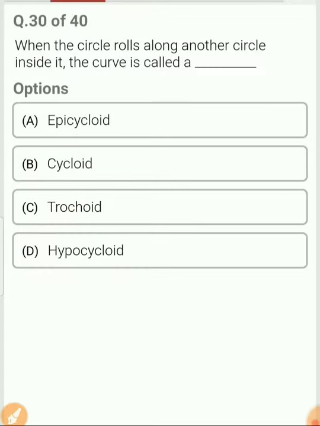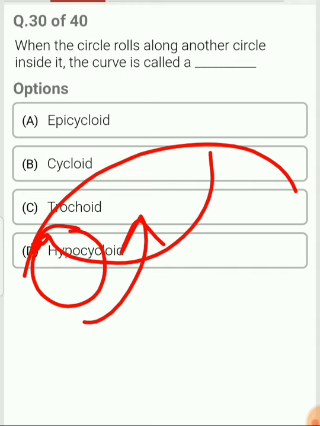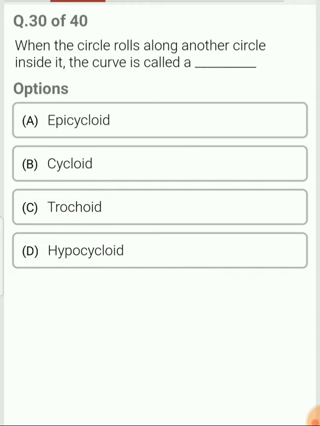When a circle rolls along another circle inside it, right? So we have an outer circle and there is a smaller circle which is inside the outer circle and it rolls inside the outer circle. Then the curve which is traced by a point on the circumference of the rolling circle is equal to what? It is equal to hypotrochoid or hypocycloid, hypocycloid.